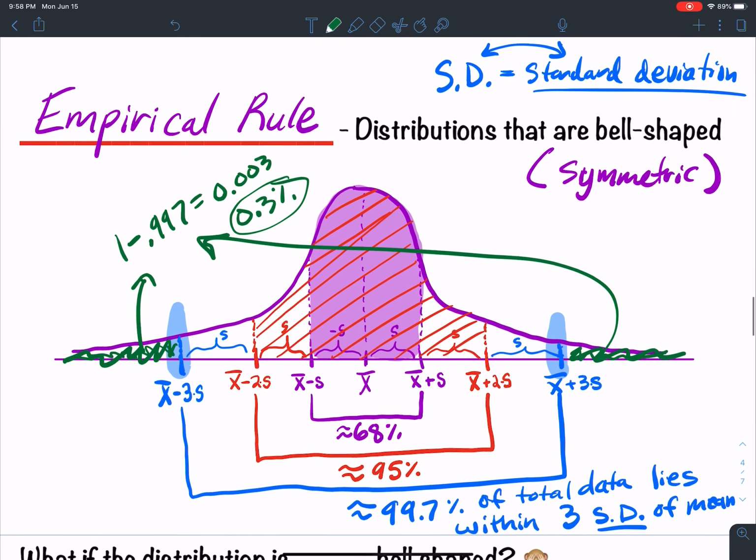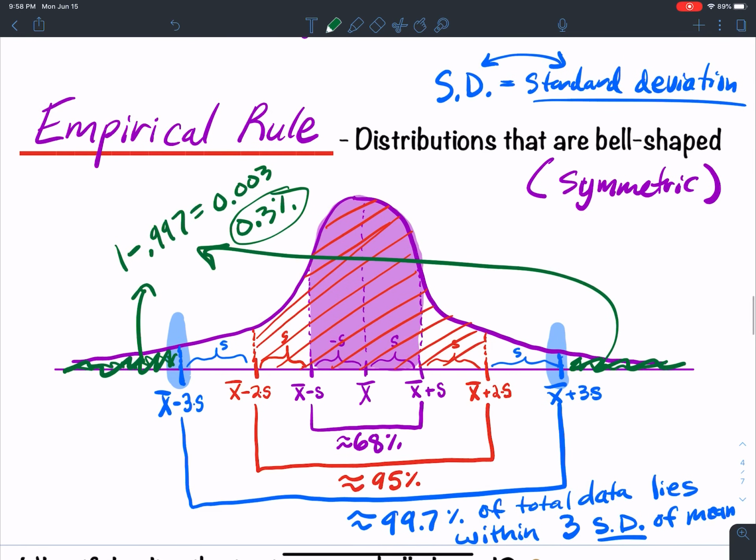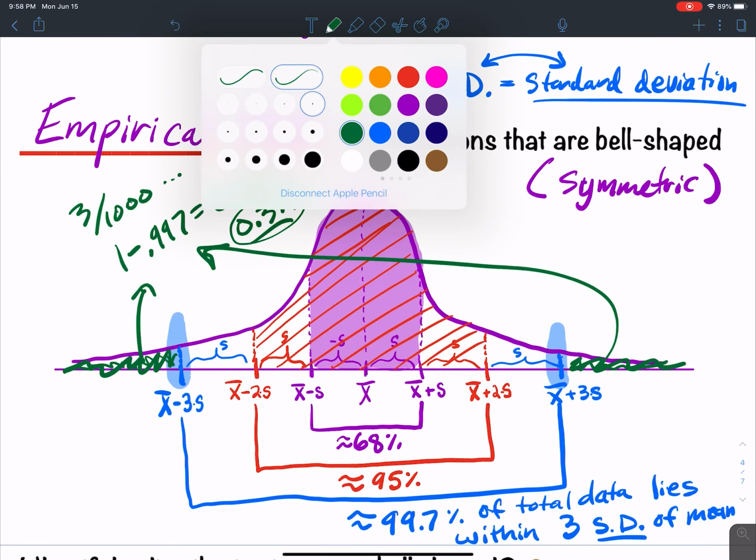So once you get out 3 standard deviations, you've pretty much covered everything for all practical purposes, unless we're talking about something with smaller chance than 1 out of 1,000. Basically, this is like 3 out of 1,000. So that's still pretty small odds.